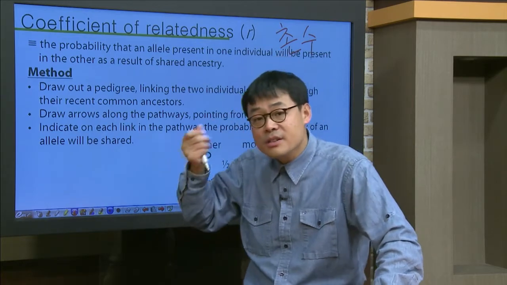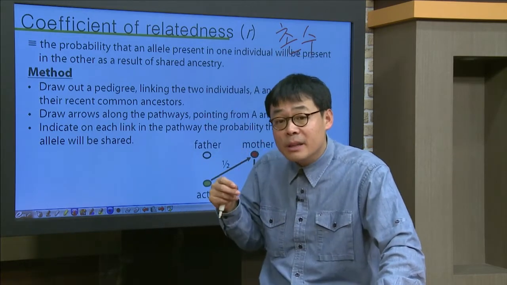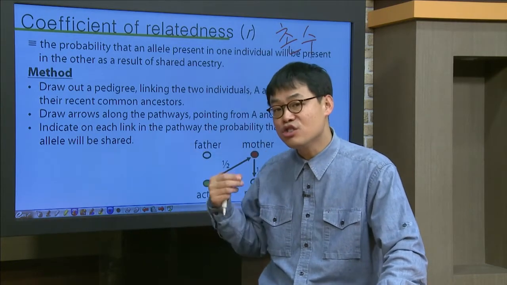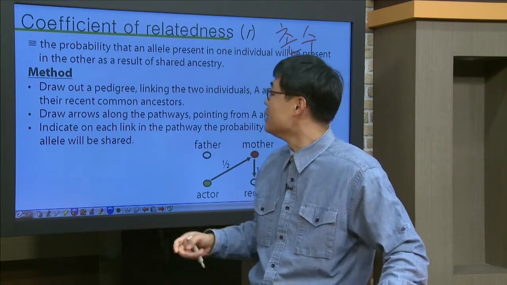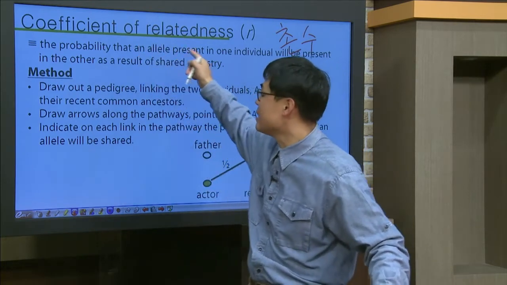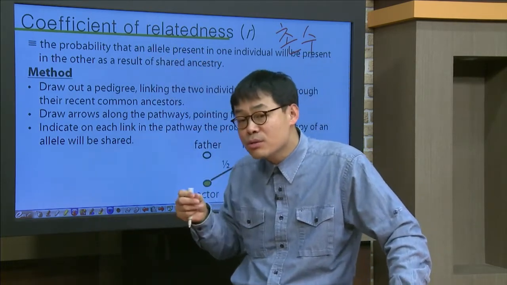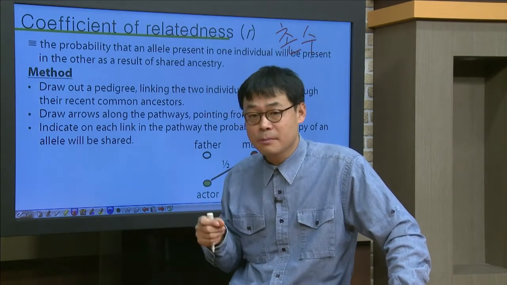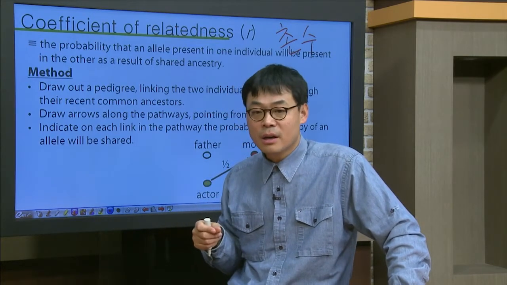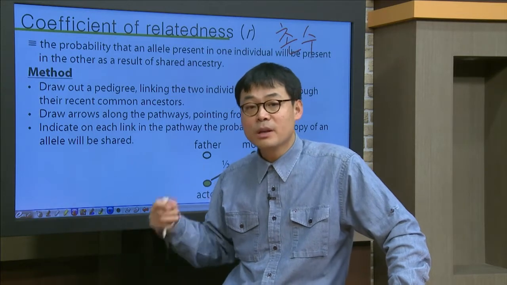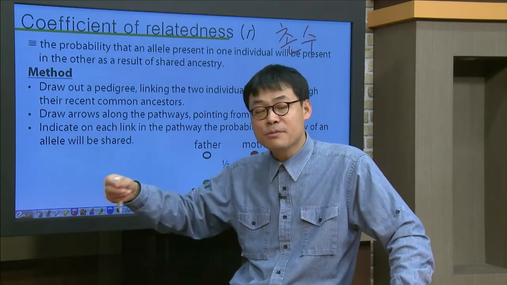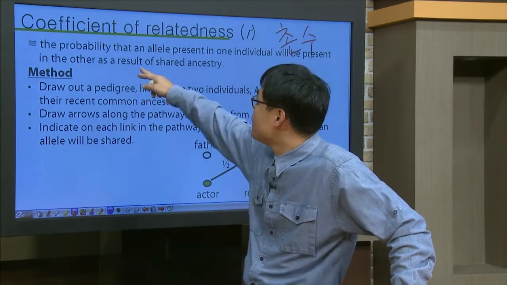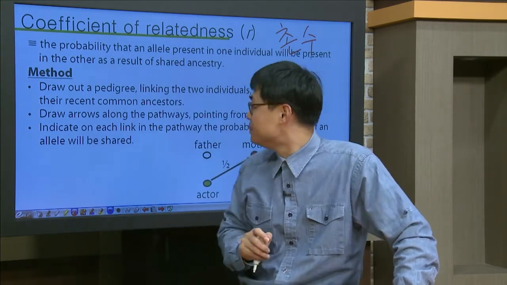Because of the common ancestor, there is a probability that you and your cousin have the same gene or the same allele. That's the coefficient of relatedness. If you are closer to your relative, then there is a higher probability of sharing the same gene. If you are far apart from your relatives, then the coefficient of relatedness is probably low.